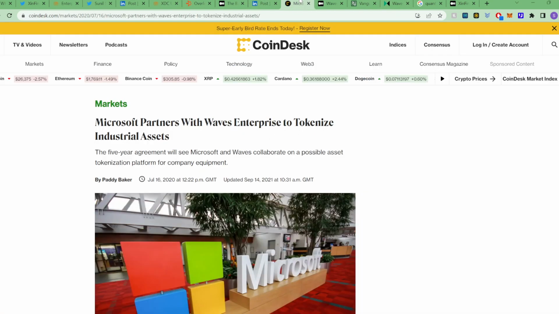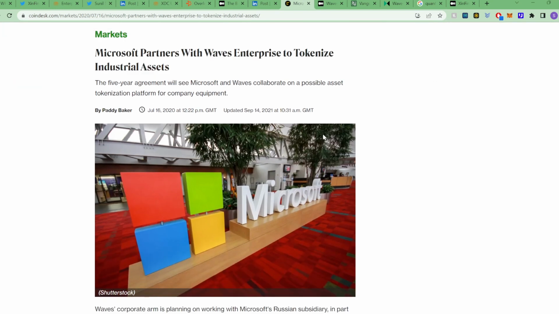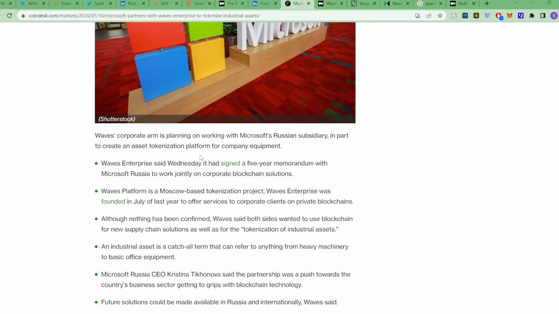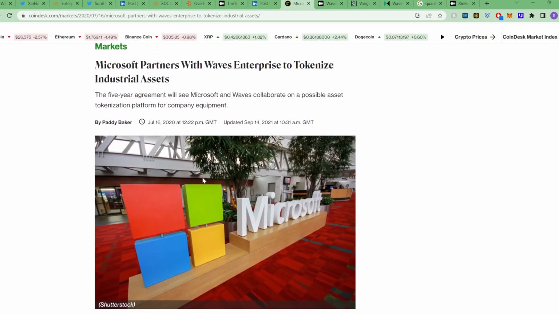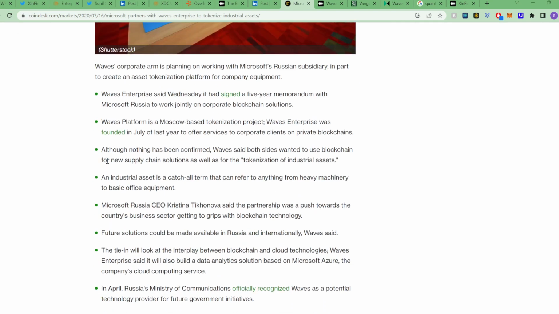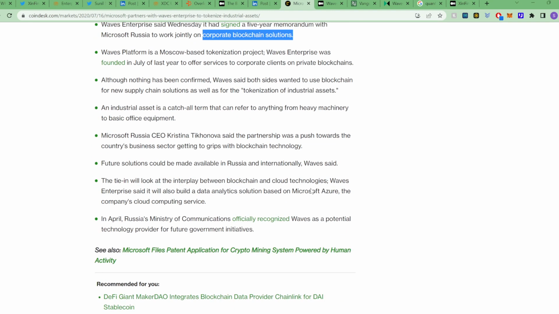And as I said, 90% of the world won't have a clue it's going on, but we know in the background it is. Here's an example where we talk about oracles and the interest in tokenization. This isn't, by the way, linked with XDC. I'm just bringing up the point about industrial assets, tokenized assets across the world. Microsoft partners with Wave Enterprise to tokenize industrial assets. It's all about the tokenization, the utilization of corporate blockchain solutions, DLT systems, worldwide.